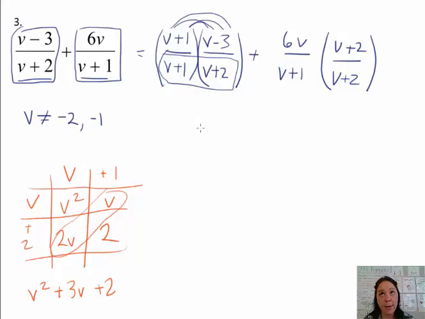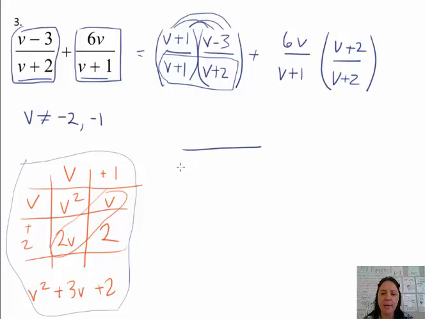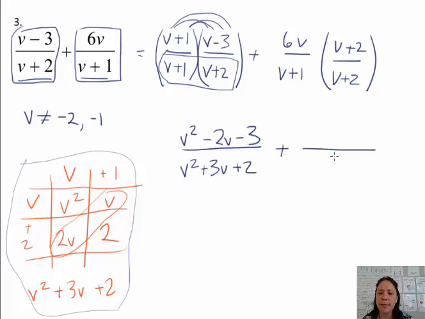We can just look at all of our multiplications like that. You can use FOIL, first, inner, outer, last. However you want to do it, you set up grids like this for all of them. We're not going to do that here. I'm just going to look at this multiplication for the top. The bottom we have done as v squared plus 3v plus 2. For the top, I'm going to get v squared minus 2v minus 3.